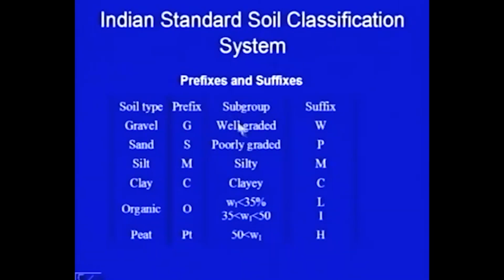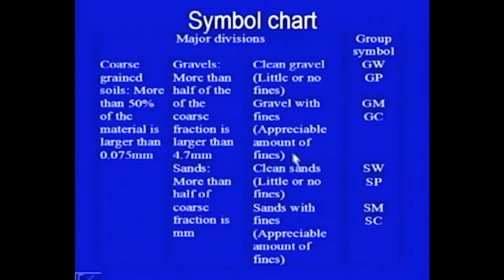Then we have the suffixes also. Well graded is represented by W. Poorly graded is represented by P. Silty by M. Clay is C. Then low, intermediate, high, these values represent the range of the liquid limit. From this symbol chart and using the classification chart, the soils can be classified.